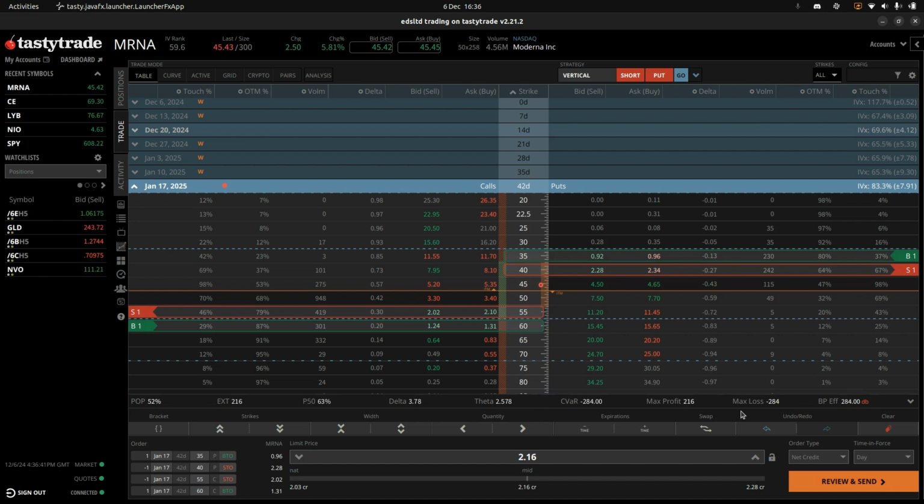Our loss is now limited, it's no longer unlimited. Our loss is defined. It's defined by the difference between the short and long strikes, which is $5 minus the premium that we collect, which is 2.84 multiplied by 100 shares, because each contract controls 100 shares.